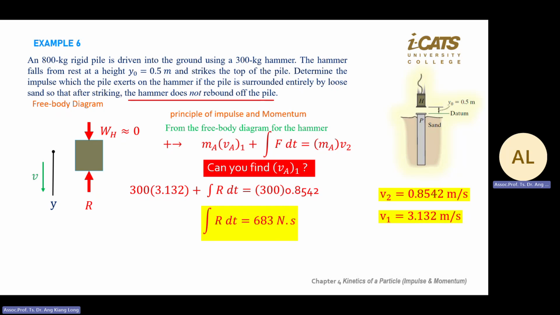Impulse. This is impulse. It means impulse is force multiplied by time, in Newton second. This is force, but the question asks you to find impulse. The previous step is to find the V1 and V2. And then the last step is to use the principle of impulse and momentum. The impulse, you don't know. So you just move the momentum before and after together, and then you find the final value.